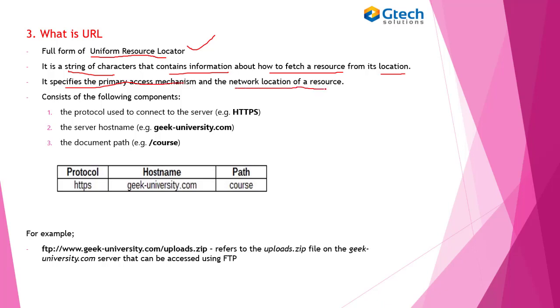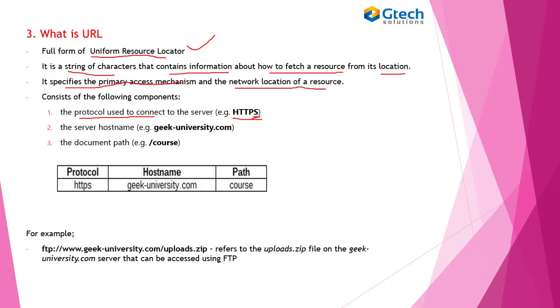Well, a URL string consists of three parts. A protocol that is used to connect to the servers. A protocol can be HTTPS, which is the most commonly used one, and it's secure. That's why it's called HTTPS. HTTP is not secure because it doesn't have the S. So HTTP with S means it's secured.